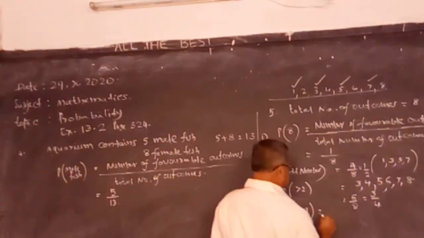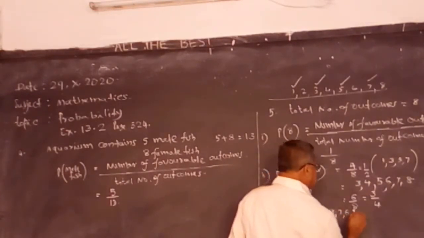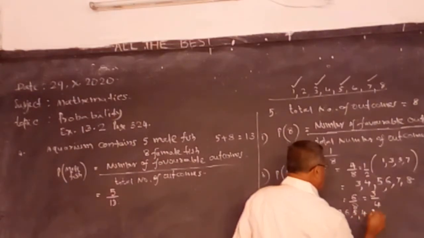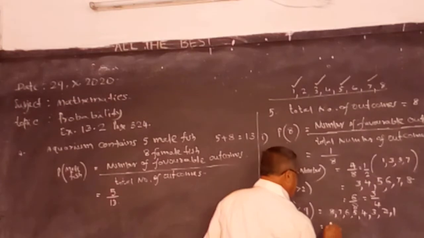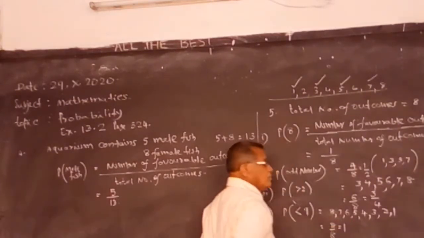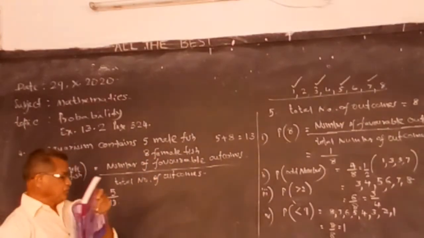Less than 9 numbers are 8, 7, 6, 5, 4, 3, 2, 1. So 8 by 8. Favorable outcomes are 8. Total number of outcomes are 8. 8 by 8, it is 1. Right.